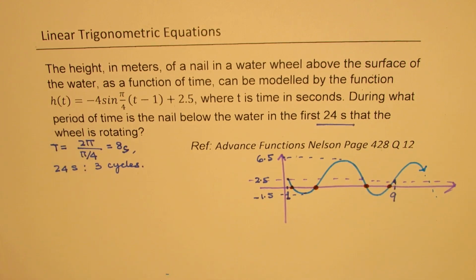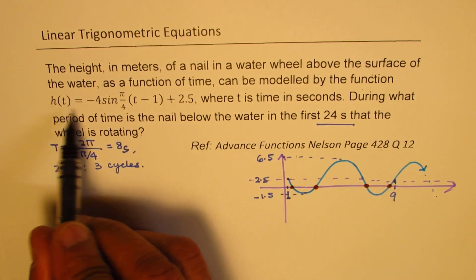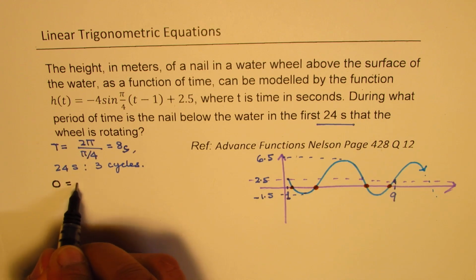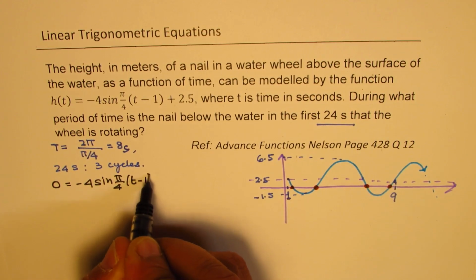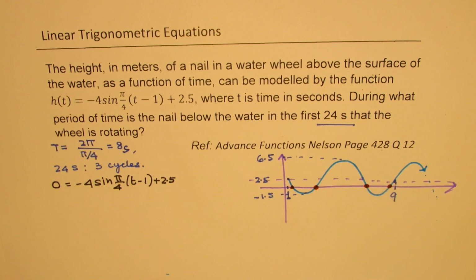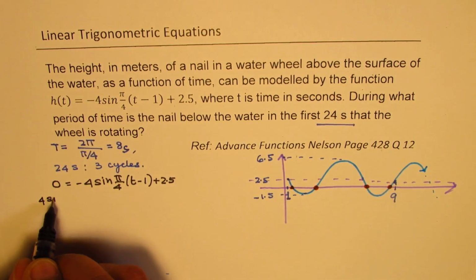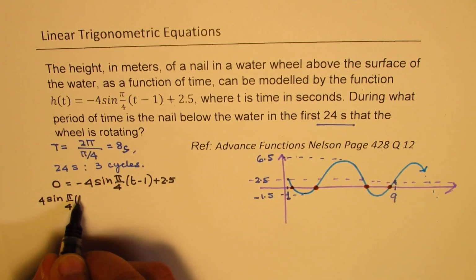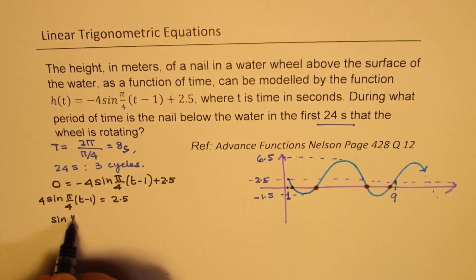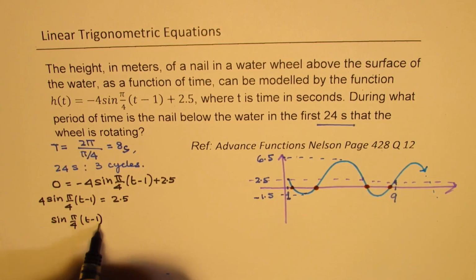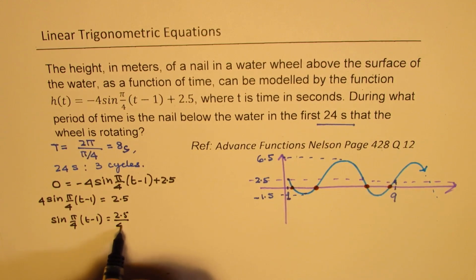We have to find when this function is 0. First we find these points, and then the in-between points. So we write 0 = -4 sin(π/4 (t - 1)) + 2.5. Now this diagram is good to sketch, but it is not necessary. Let's see how to solve this. We take the term on the left side. We get 4 sin(π/4 (t - 1)) = 2.5, which gives us sin(π/4 (t - 1)) = 2.5 divided by 4.